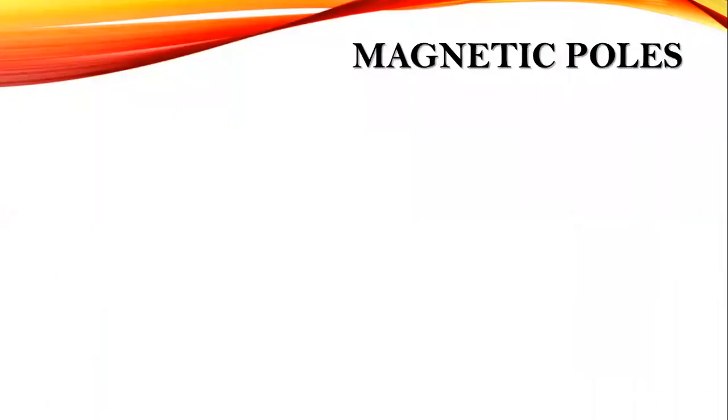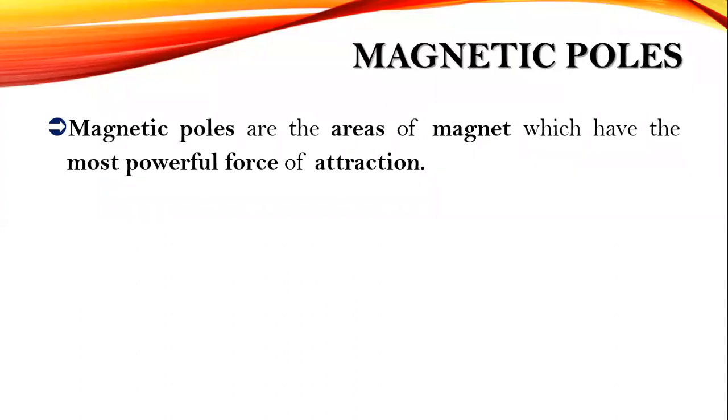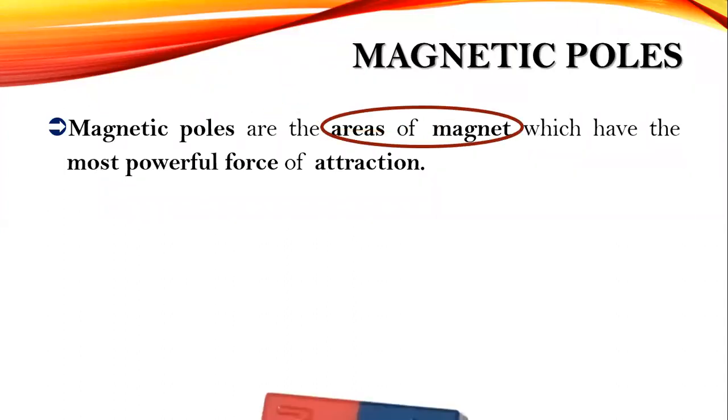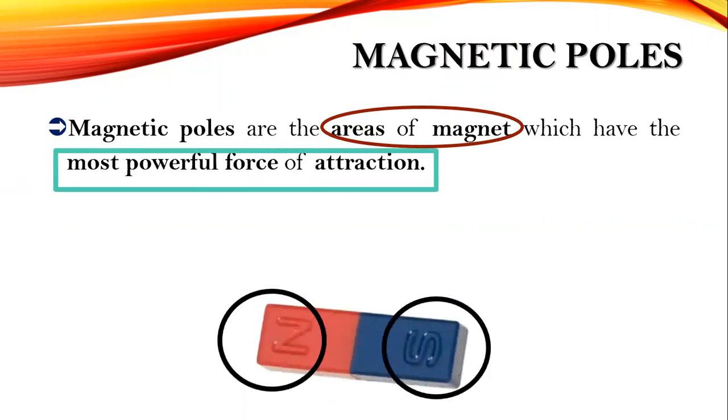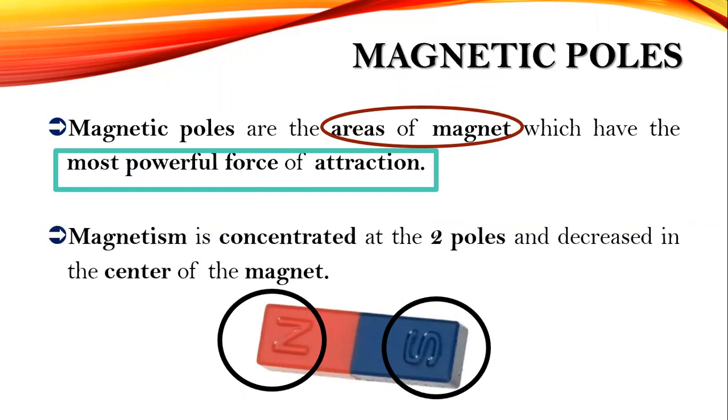Last time we talked about magnets, how they have been discovered, what their popular shapes are, and what their main properties are. Let's recap one more time so we can remember the important points. As we said before, every magnet must have two poles, North Pole and South Pole. Magnetic poles are the areas of the magnet which have the most powerful force of attraction. And as we knew, the force of attraction is known as magnetism. So magnetism is concentrated at the two poles and decreases as we go to the center of the magnet.